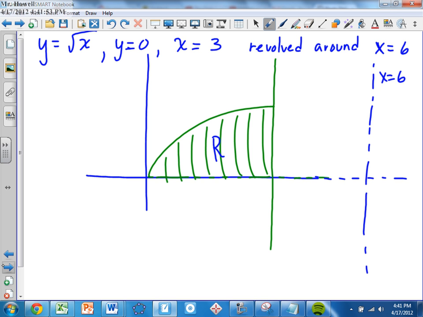All right, so this is my radical x function here. Okay, that's my radical x function there. Y equals radical x. This is the line again, x equals 3. Now, can we solve them all? Before we go any further, I want to talk about conceptually first.